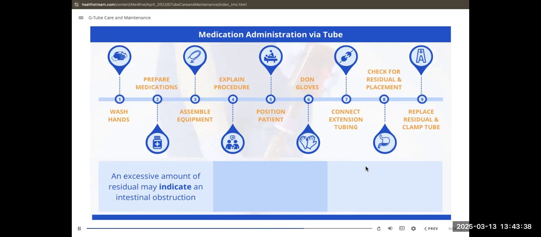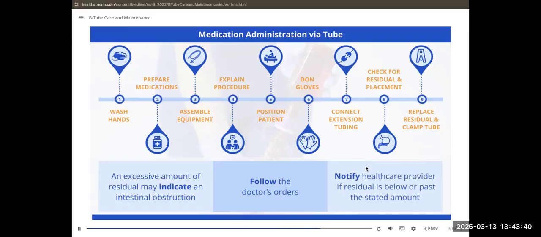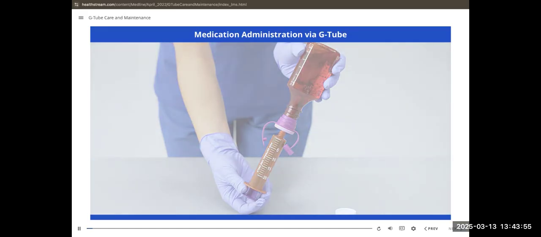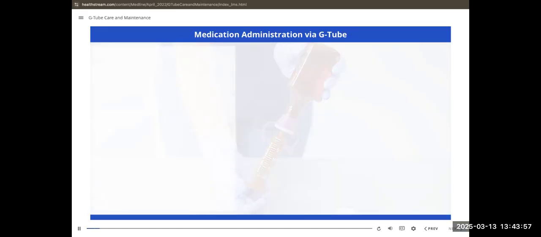The nurse should be following the doctor's orders and notifying the healthcare provider if residual is below or past the stated amount according to the doctor's order. When administering medications through a tube, the nurse is responsible to ensure that the medications are in a form in which they can easily go through the tube. Often, this means that the medication has to be in some sort of liquid form.